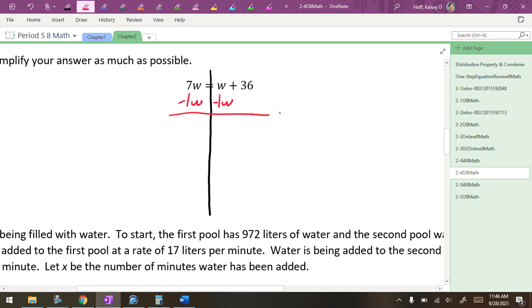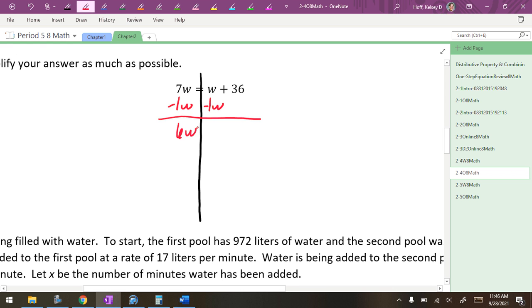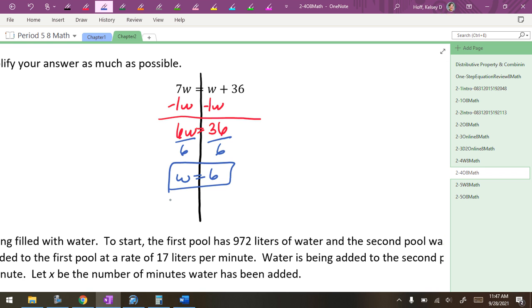7W minus 1W. 6W equals 36. Last but not least, divide by 6. W equals 6. So technically, you can move either one. In a case like this, make sure the one that's already by itself, you leave it alone, don't move it. You never want to clear out one side of the equal sign.